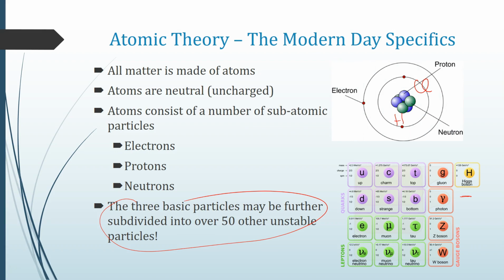So the main ones we're interested in: largely we're still going to talk about our model being protons and neutrons in the nucleus, and we refer to these as nucleons because they are contained within the nucleus, and then electrons surrounding this nucleus in an electron cloud of differing energy levels.